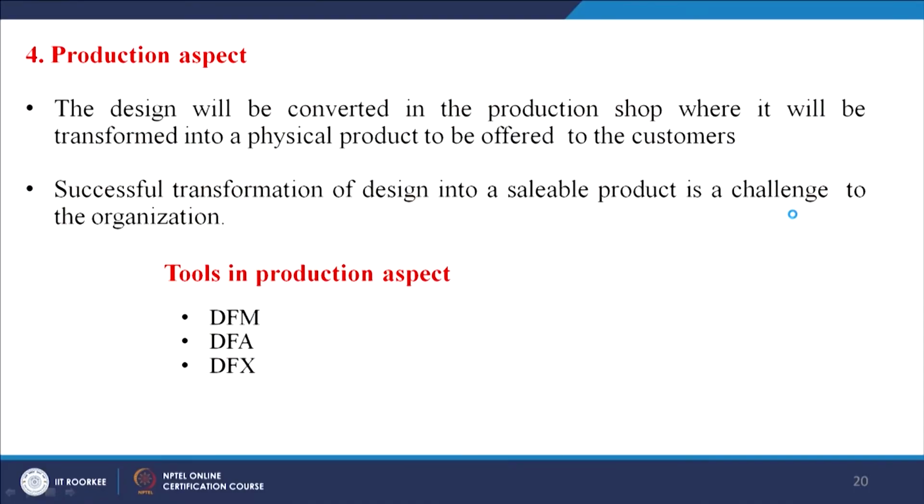So finally we come to the production aspects, and in production aspects the design will be converted in the production shop where it will be transformed into a physical product to be offered to the customer. So now we have seen that we will be analyzing the product, we will be modifying our designs keeping in mind the functions to be offered, we will see it must be easy to operate, we will further modify our design to make it easy to operate. We will try to make it durable and dependable by selecting the materials and the processes which will help us to make our product more reliable.